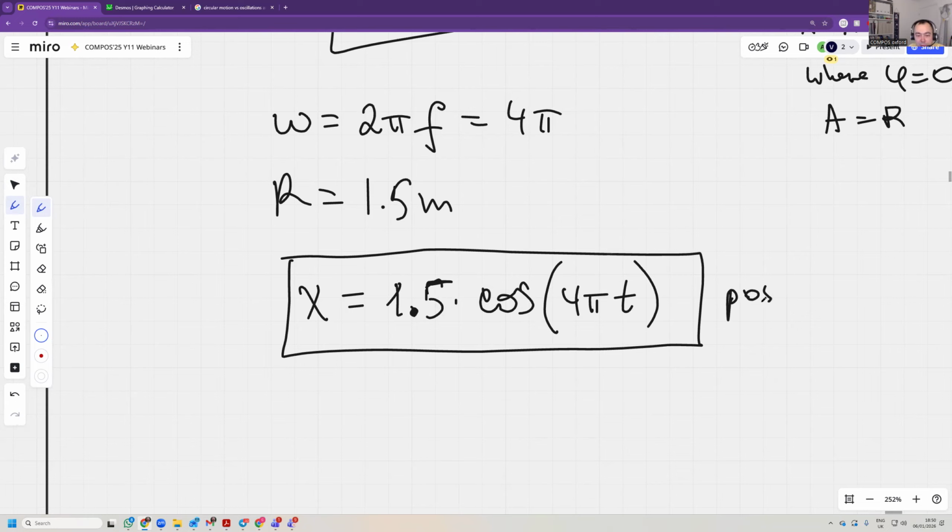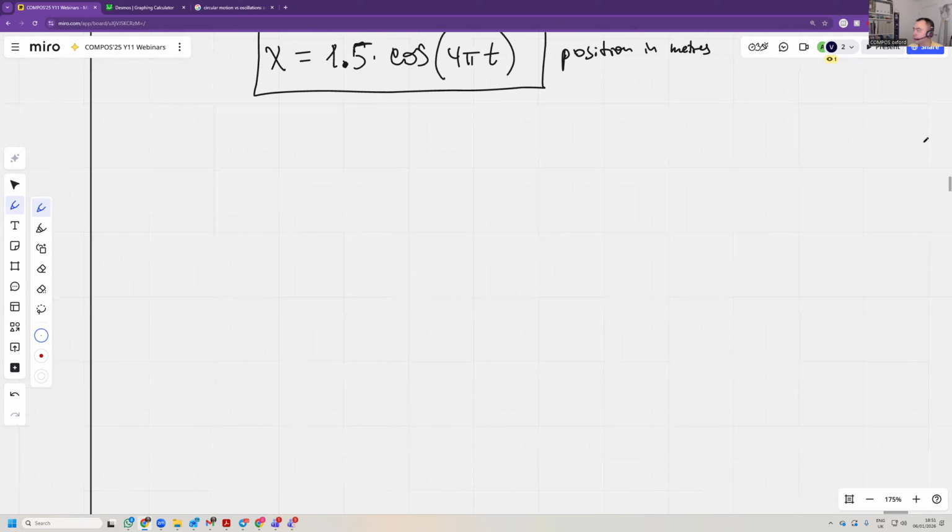Position in meters. Lovely. All right, so moving on.